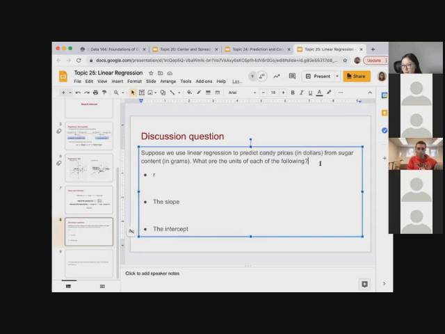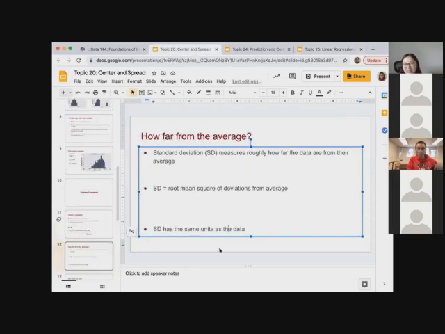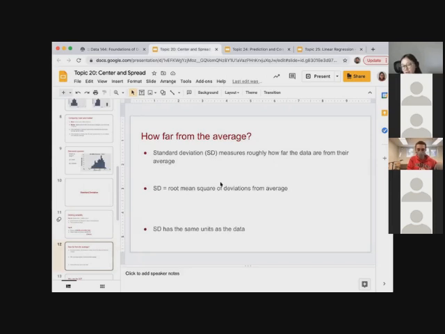So the reason why people like standard deviations, if we come back to topic 20, is indeed that not only is it interpretable, telling us on average how far the data are from their average, but also it has the same units as the data. So it's really easy to interpret.